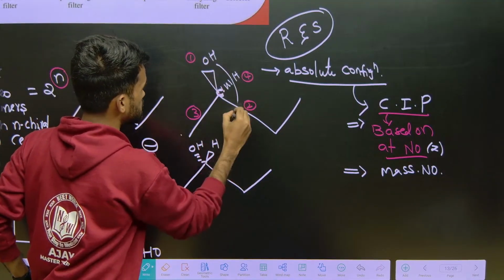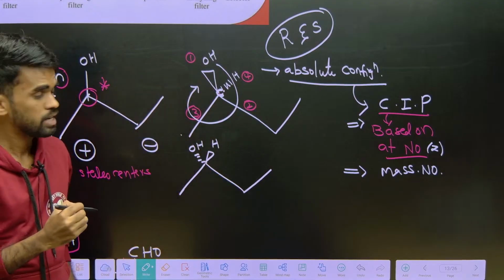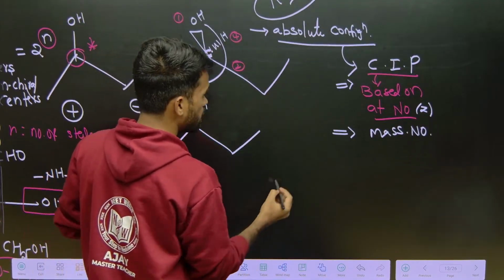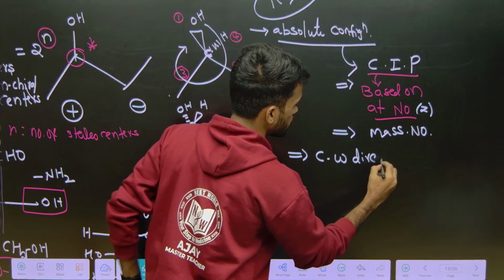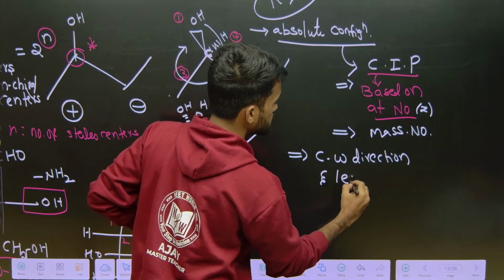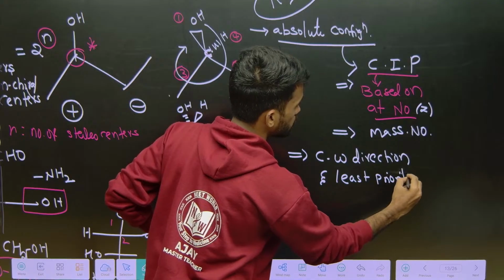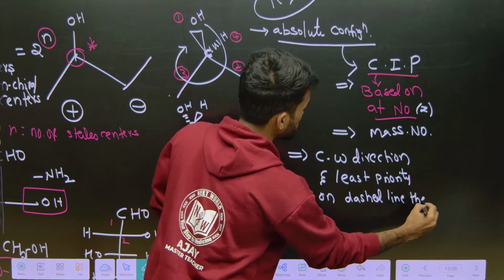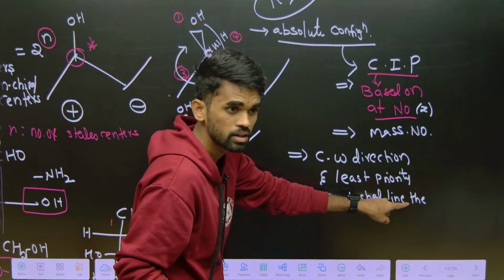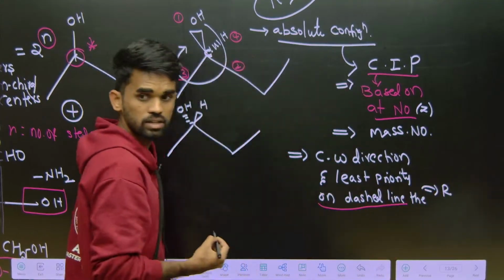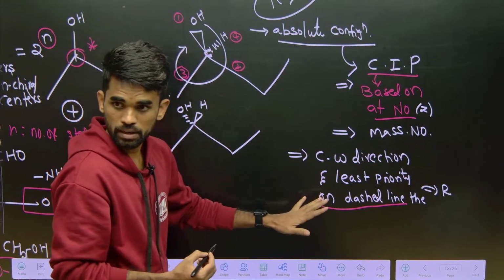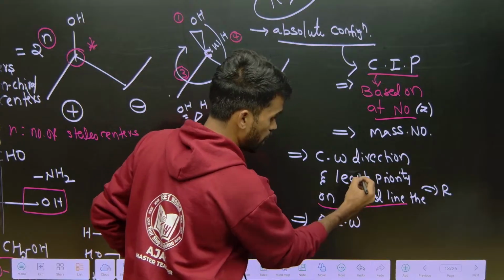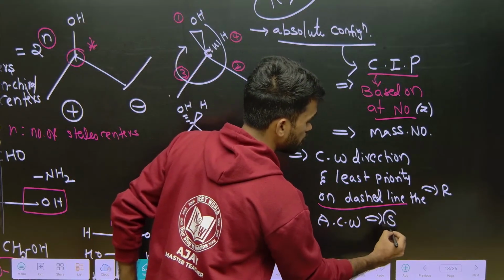So how is this direction, clockwise or anti-clockwise? Clockwise. When we are indicating in this way, it is clockwise direction. See, if the priority groups are in clockwise direction and the least priority group is on the dashed line, then this will be R configuration. The least priority group should be below the plane, like a dashed line. And if it is anti-clockwise, following the same rule, then it will be S configuration.